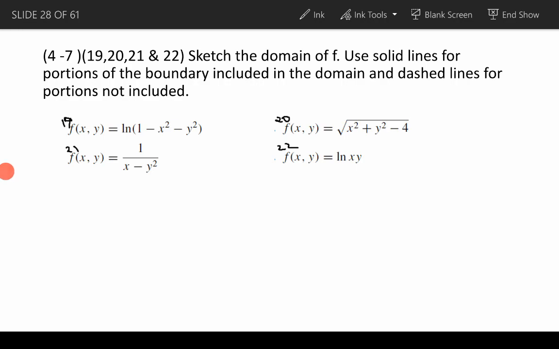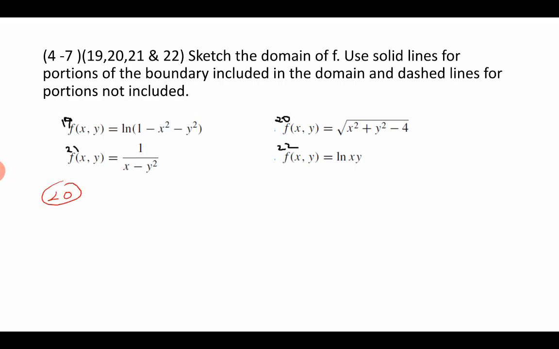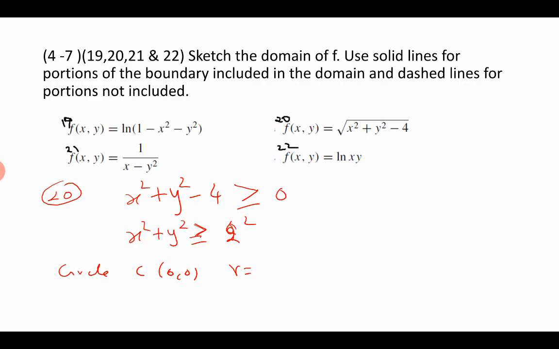Now I am talking about problem number 20. What is happening here? Under the square root, it should be greater than or equal to 0 to get real roots. You have to write x square plus y square minus 4 should be greater than or equal to 0. Now you see you are getting the exterior of the circle, greater than 4. You are above the radius level. So radius is 2 square, you can write 4, so radius is 2. This is a circle with the center at the origin and radius 2.